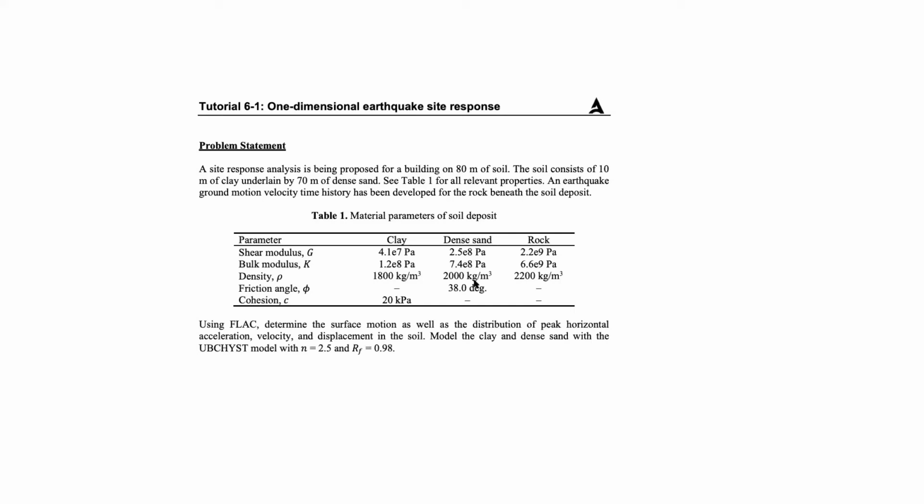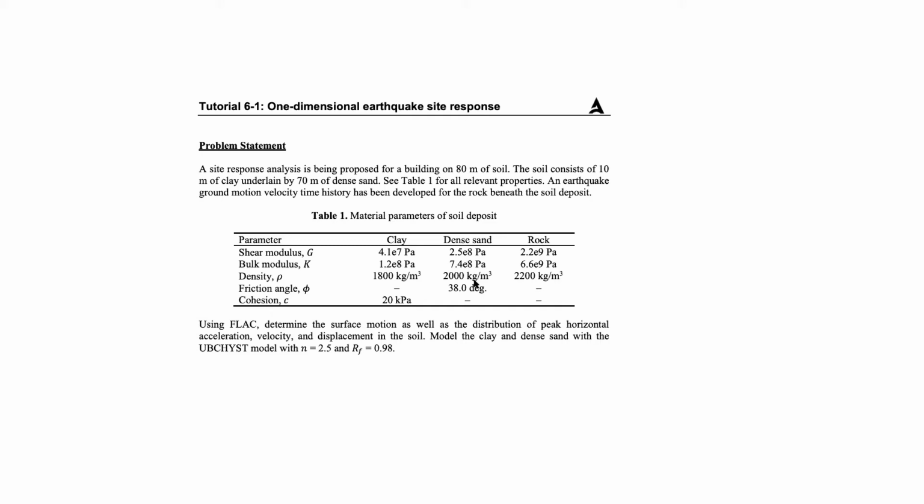So we have a site response analysis. We have 10 meters of clay underlain by 7 meters of dense sand. See table 1 for relevant properties. I've purposely picked, just for some interesting results, some pretty soft clay underlain by dense sand with a friction angle of 38 degrees, and the clay has a cohesion of 20 kPa.